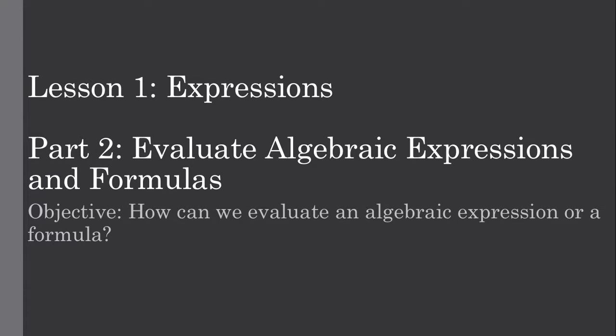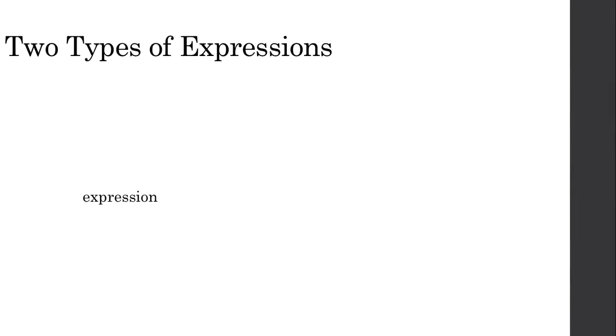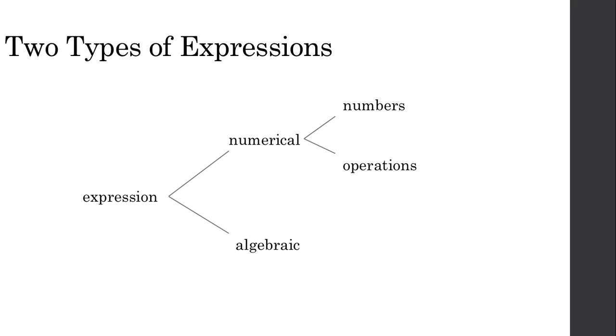For part 2, we're going to evaluate algebraic expressions and formulas. So, first things first, there are 2 types of expressions. We have a numerical expression and we have an algebraic expression. In a numerical expression, we can have numbers and operations. Operations being addition, subtraction, multiplication, and division. In an algebraic expression, we can have numbers, operations, and also variables.